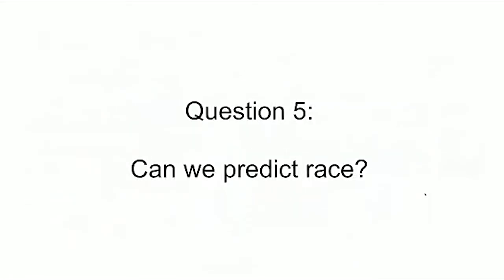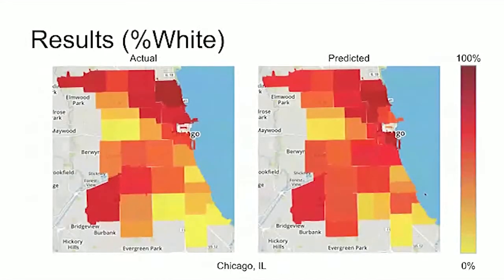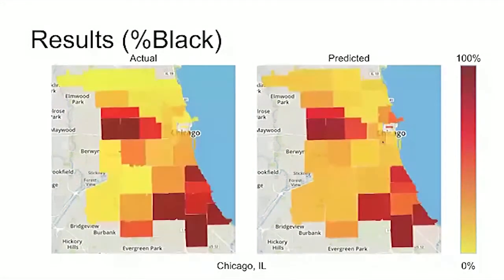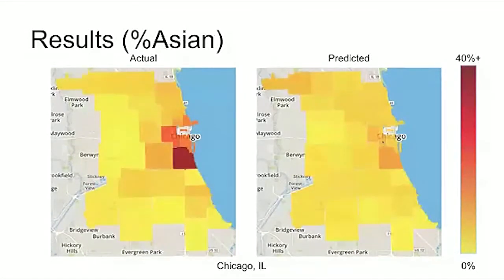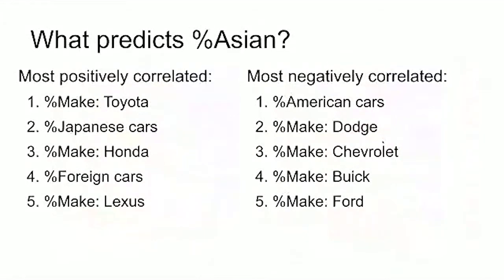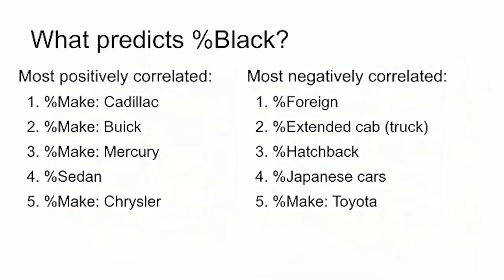And then finally, we said, can we predict race? If the answer was no, I wouldn't be sharing this with you. So yes, here are examples for the percentage of white people in Chicago. This is actual versus predicted, so you can see we can pretty much get most of it. And here is the percentage of Black people in Chicago. Here is the percentage of Asians in Chicago. And then again, we can ask the same question about which car attributes are most correlated with what race. I'm going to skip over this for now.